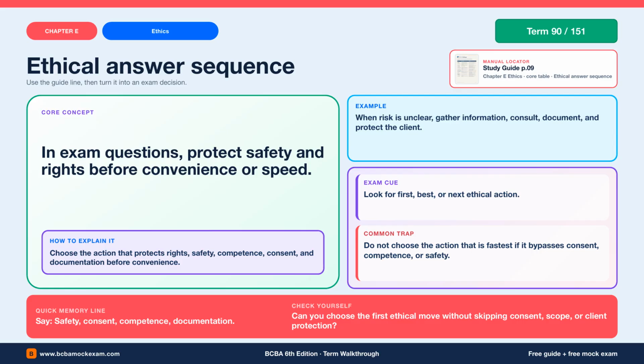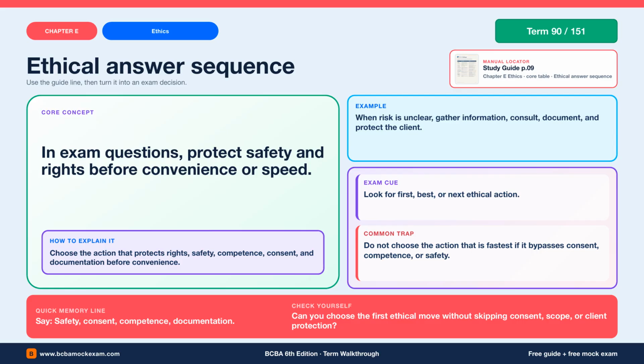The exam cue is first, best, next, appropriate, or ethical. The trap is choosing a fast clinical action before handling rights, risk, consent, scope, or documentation. If an answer feels bold but skips one of those steps, be suspicious. Memory line. Safety, rights, competence, documentation, then action.